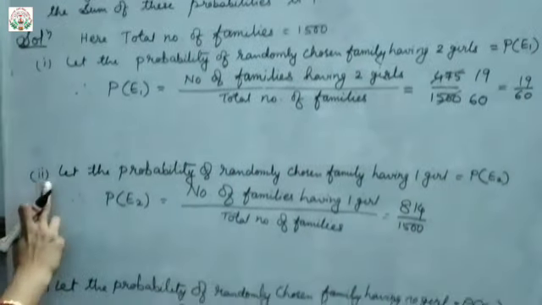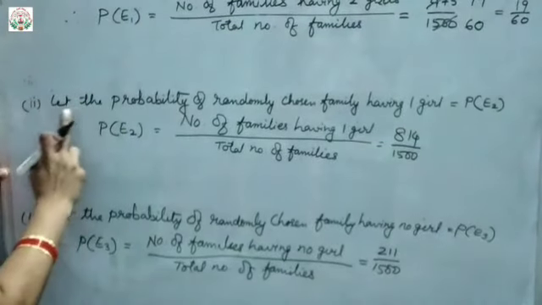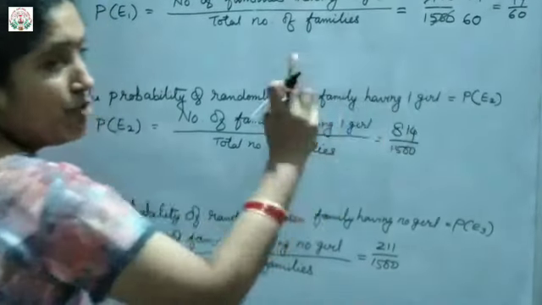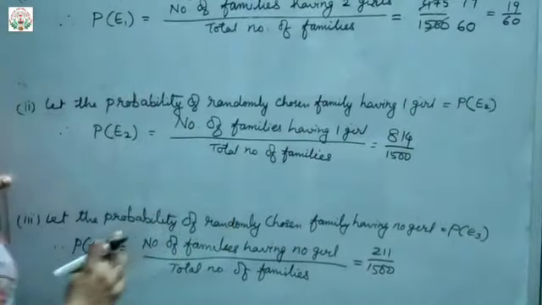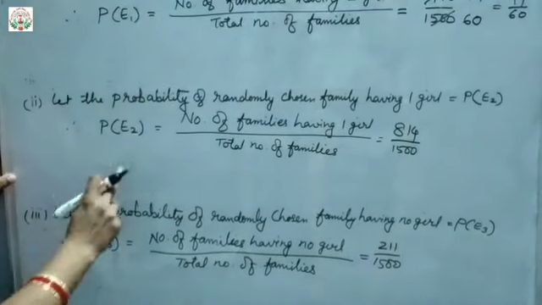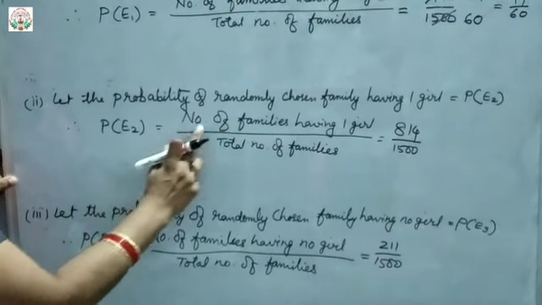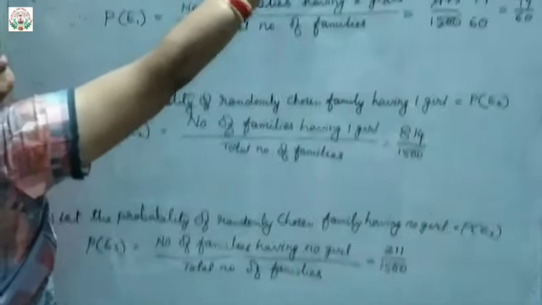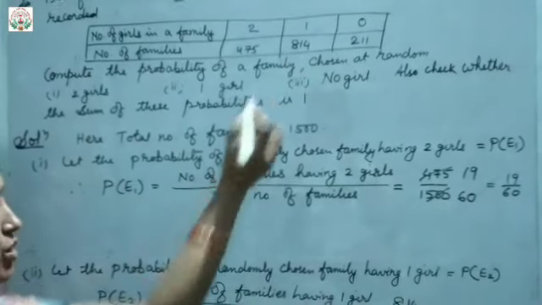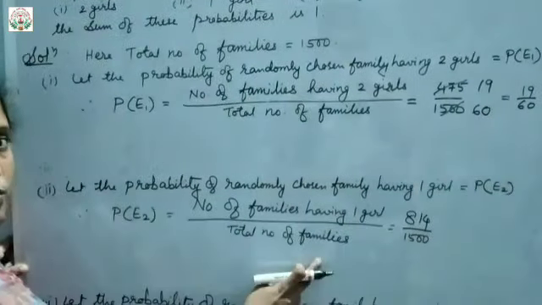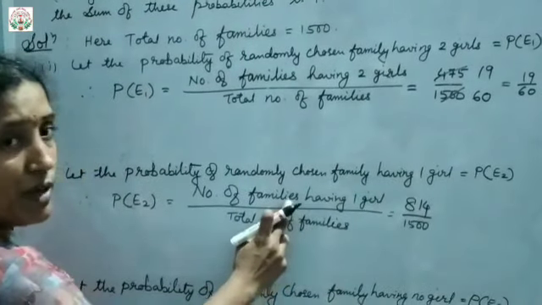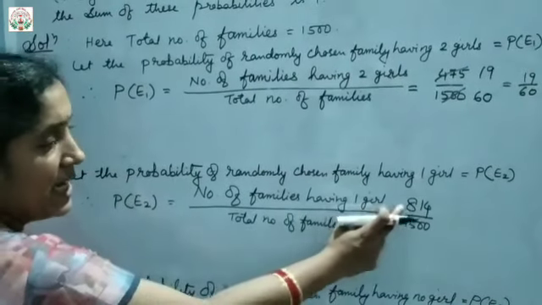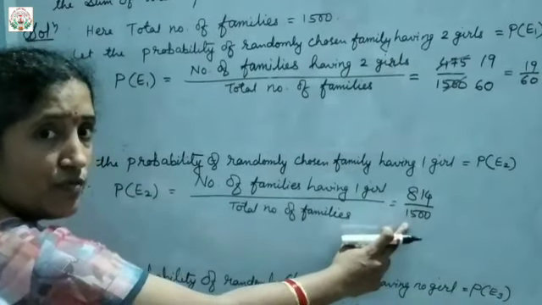Now the second part: 1 girl. The probability of a randomly chosen family having 1 girl is denoted as probability of E2. E2 means 1 girl child. Probability of E2 equals the number of families having 1 girl upon the total number of families. From the table, the number of families is 814, so it is 814 upon 1500.